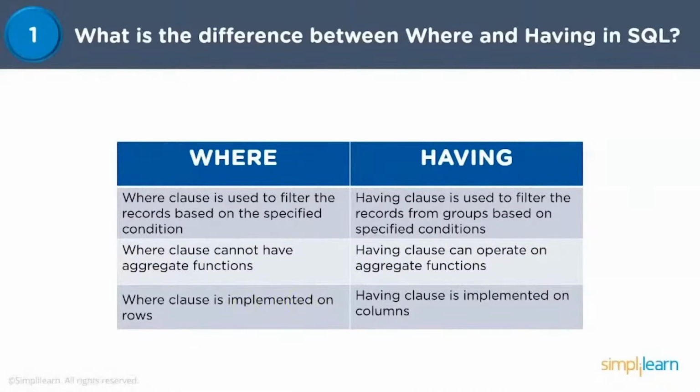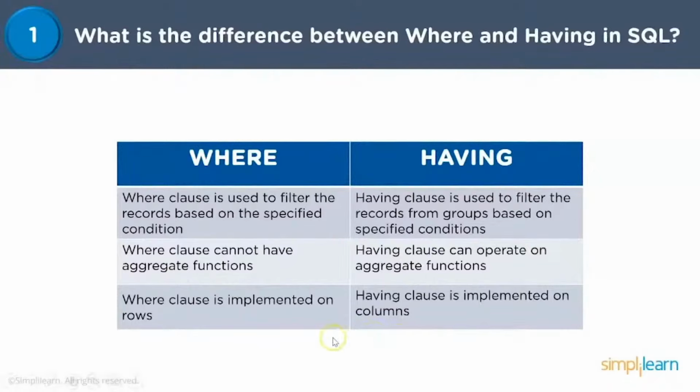The where clause cannot have aggregate functions such as count, sum, min or max functions. The having clause can operate on aggregate functions. Now the where clause is implemented on rows, while the having clause is implemented on columns. Now let me show you an example of how a where clause is different from a having clause.